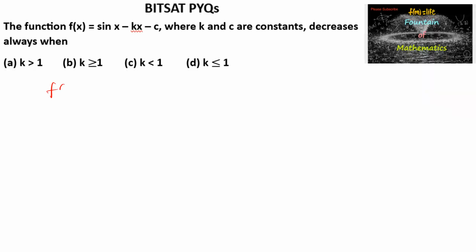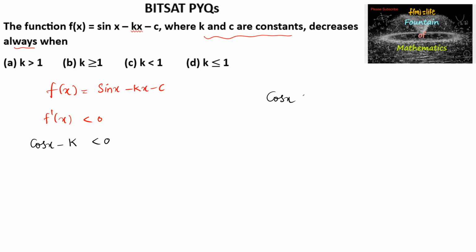Given function f of x is equal to sin x minus kx minus c, where k and c are constants, and this function decreases always. So that is f dash of x is less than 0. So differentiating, we get differentiation of sin x is cos x minus differentiation of kx is k, which is less than 0. And we know the range of cos x is minus 1 to plus 1. And we can say cos x minus 1 is less than or equal to 0, and cos x plus 1 is greater than or equal to 0.